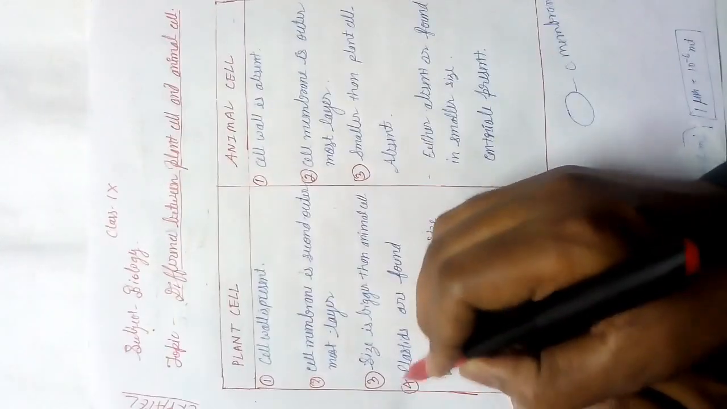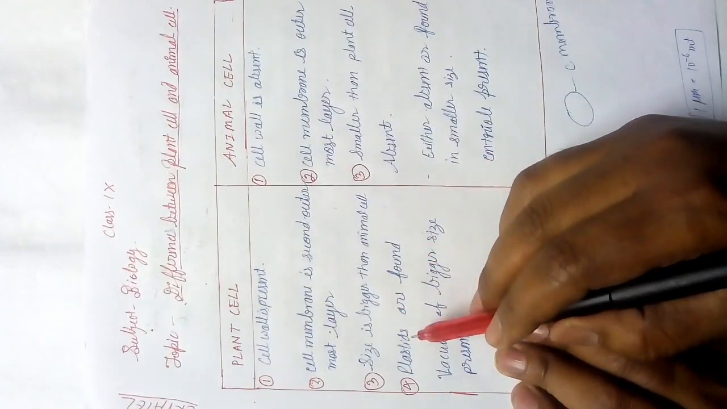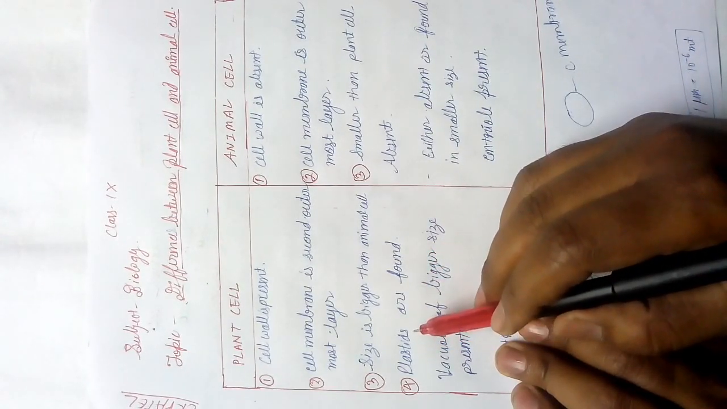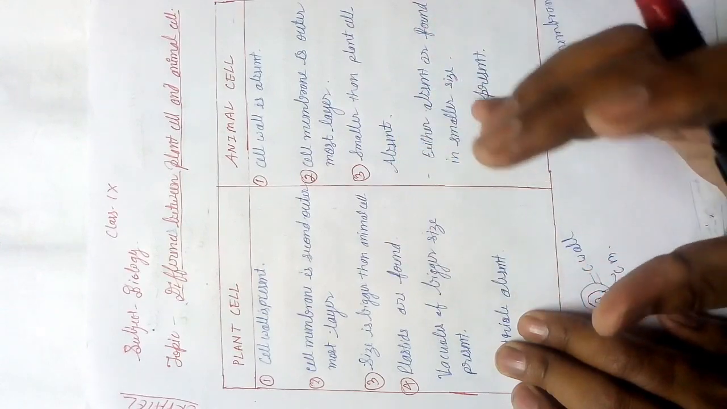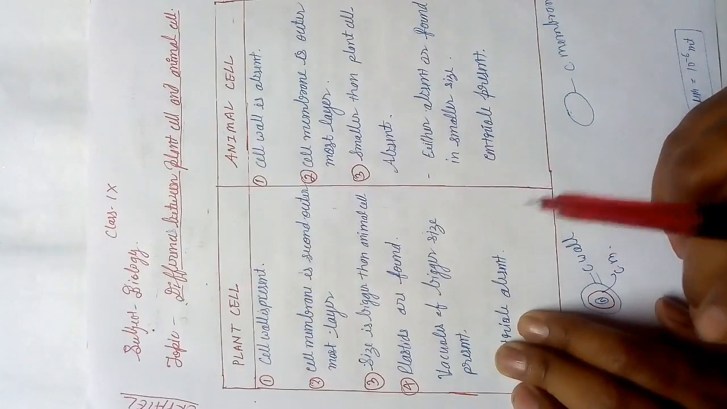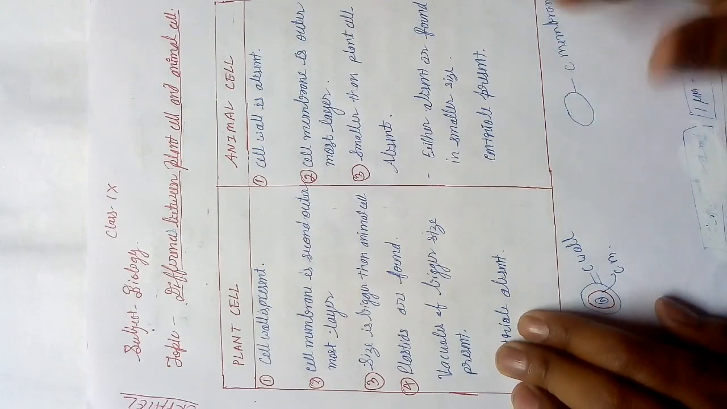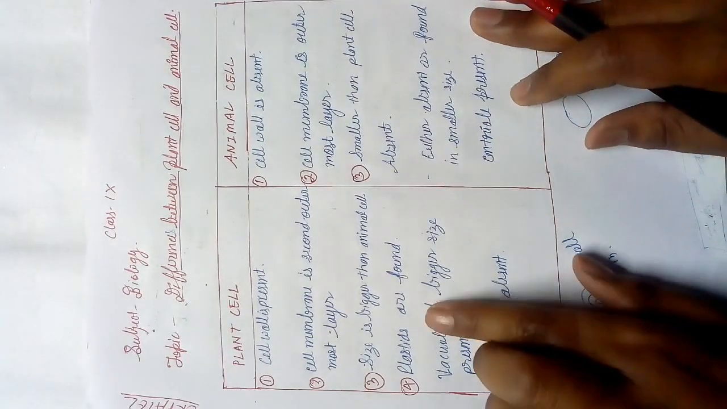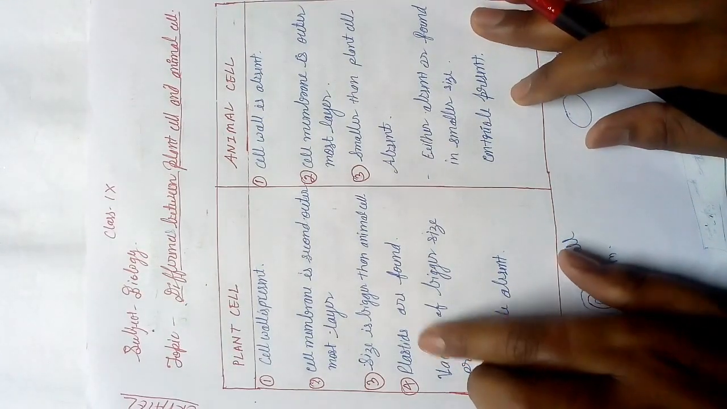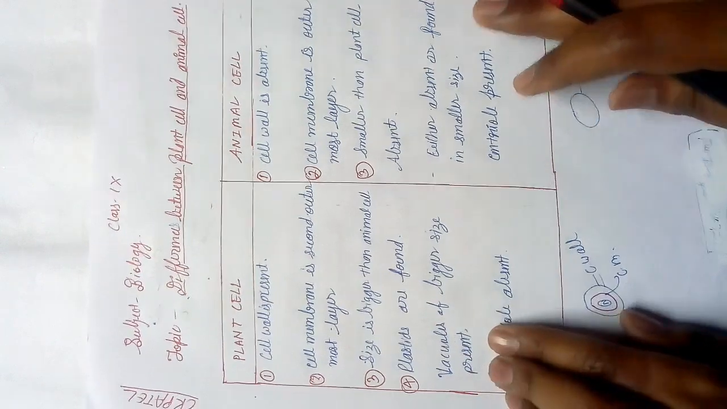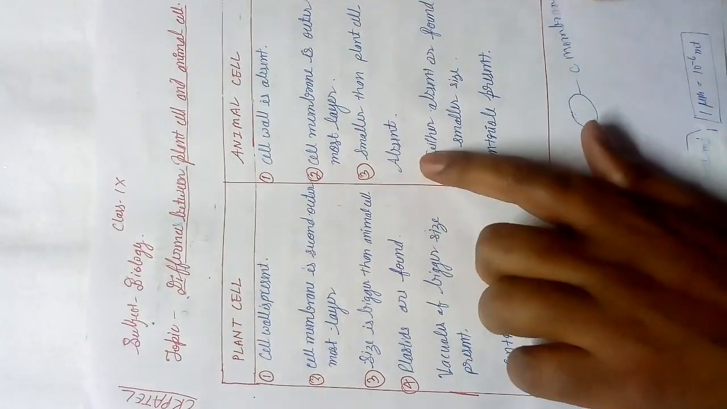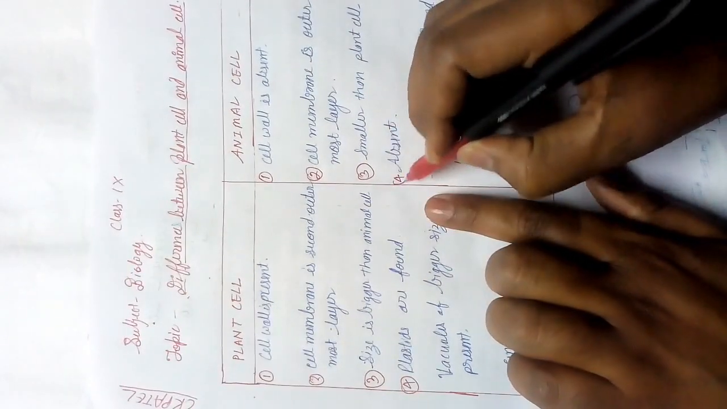Fourth, plastids are found, or we can say plastids are present. So plastids are a kind of cell organelles which are responsible for photosynthesis, and storage of protein, oil, and reserve food material, and also for giving the color. We will discuss plastids in very much detail in the upcoming videos. But in the case of animal cells, plastids are absent.